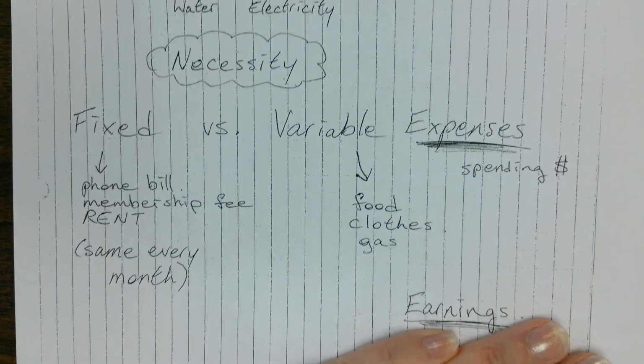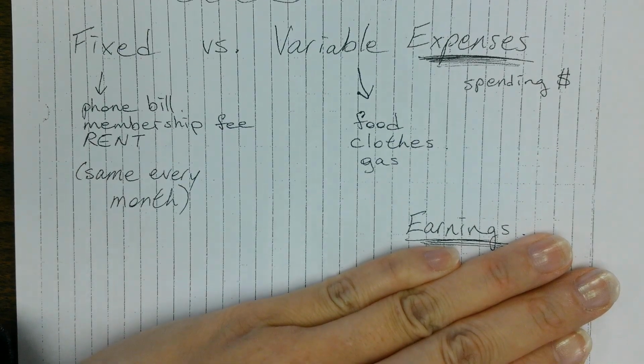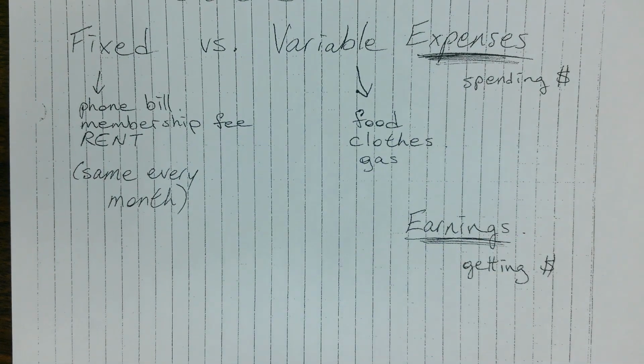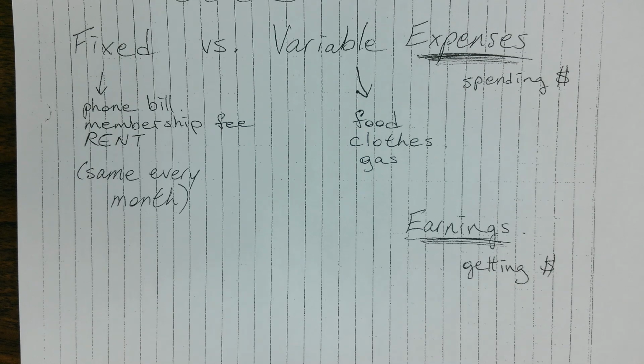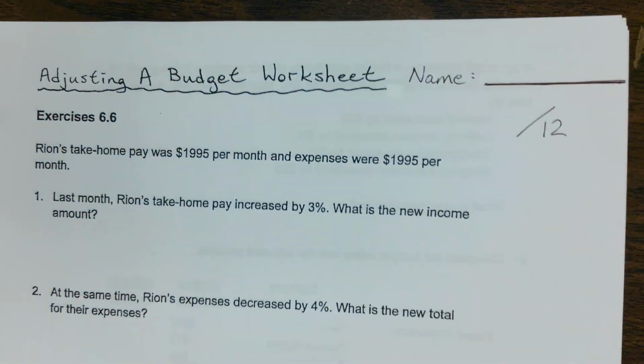What about earnings? How would you define earnings? The money you get. So you're getting money from it. Okay. So I hope you guys have a good idea of what a budget is and what expenses are. So I have this assignment for you guys.